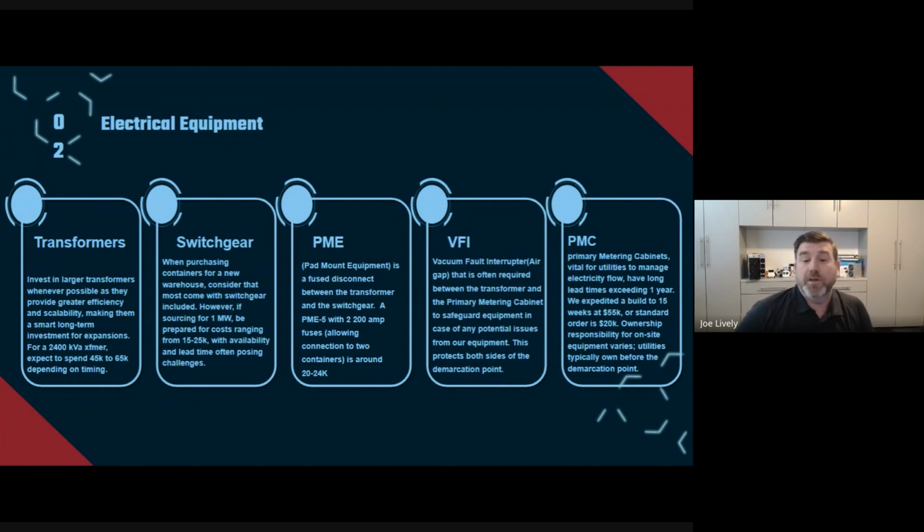Another thing that's pretty important is a pad mount. They call them PMEs. Basically, it's a fuse disconnect that allows you to add in multiple runs. So you can have a 200 amp run for one container and another 200 amp run for a secondary container. That way, if one of those has an issue, you don't lose the whole site. You only lose one particular fused connection. And again, that's another requirement here in Oregon for us.